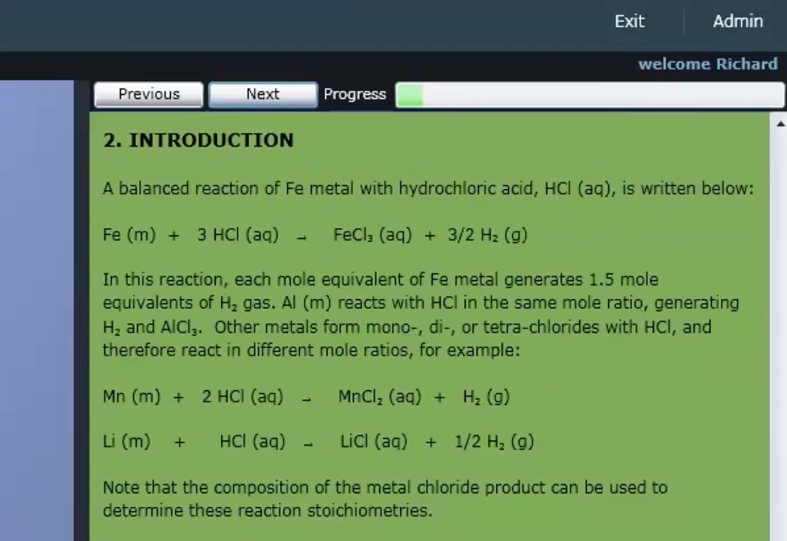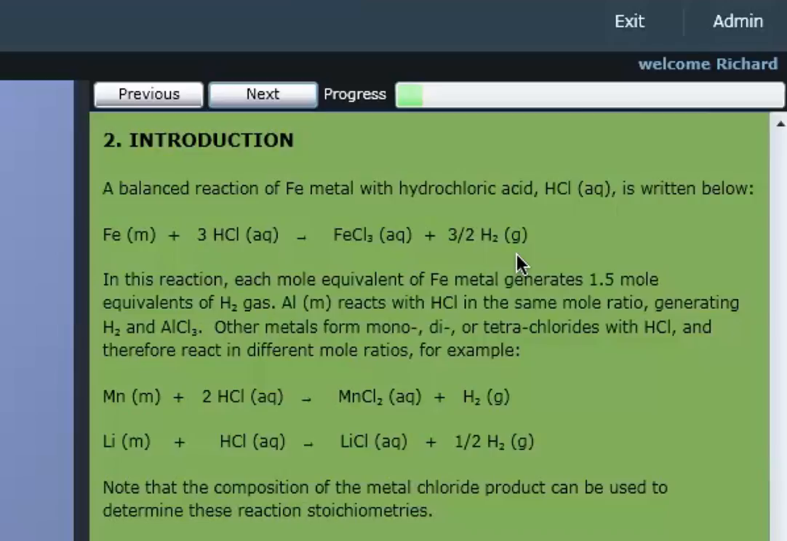Also notice that the equations might throw you off a little bit when they're balanced because they use fractional mole relationships in their coefficients. This one reads 3/2 H2, which is 1.5 moles. Some people do this, and I don't really like it myself, but if it makes you feel better, you can balance this by saying it's 2 iron plus 6 HCl gives you 2 iron chloride and 3 H2.